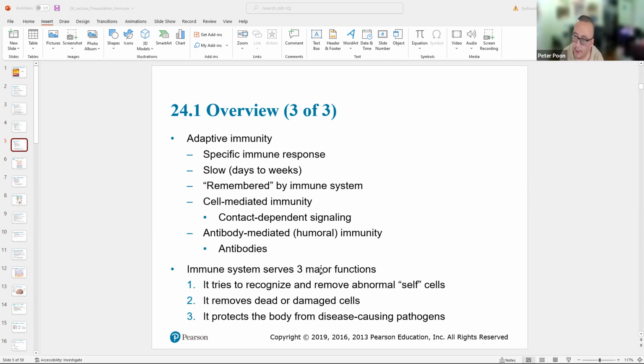Okay. So the immune system tries to do three big things. One, it tries to recognize and remove abnormal cells, like cancer cells. Two, it removes dead or damaged cells, because damaged cells can eventually lead to cancer cells if not removed. Dead cells become a problem because normal cells can't grow in the same location, and they can potentially harbor disease-causing pathogens. Number three, remove disease-causing pathogens from the body.